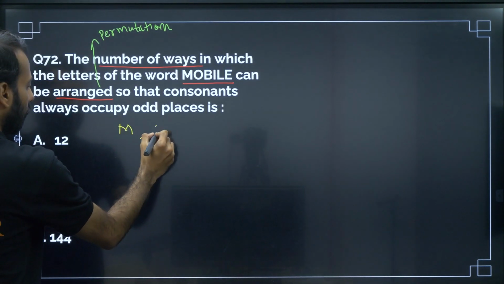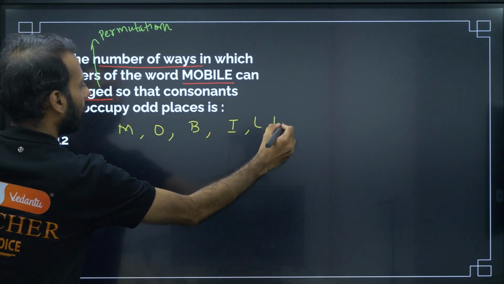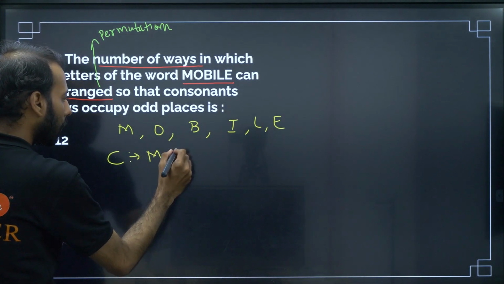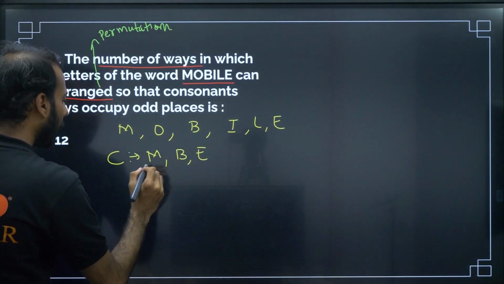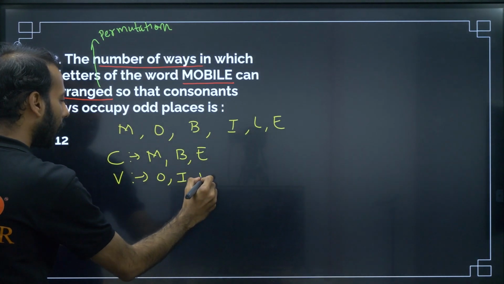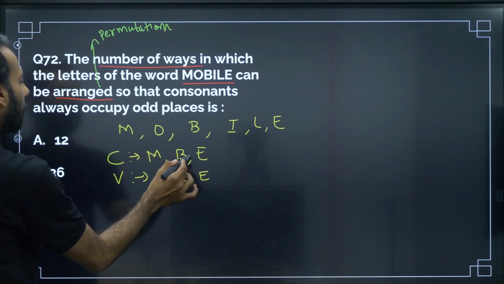So to start with, M O B I L E. In these, what are consonants? M, B, L. What are vowels? O, I, E. Consonant, sorry, this is L. By mistake I have written it wrongly.